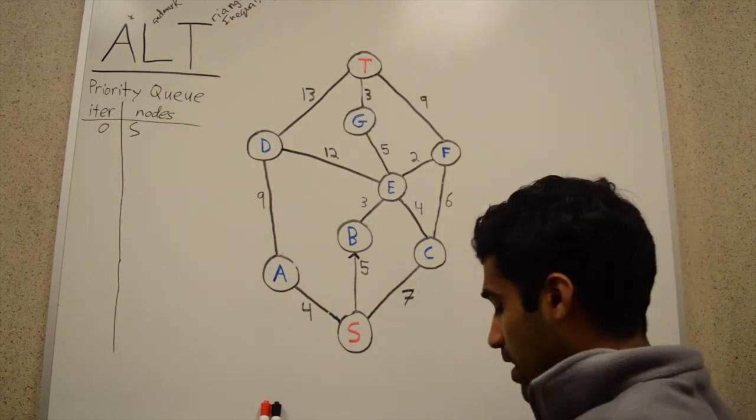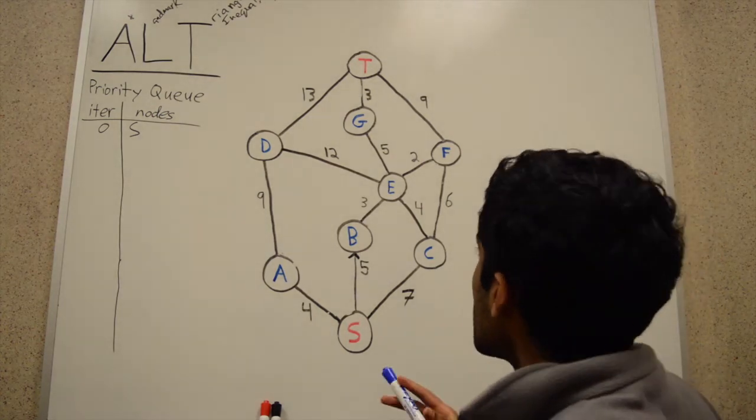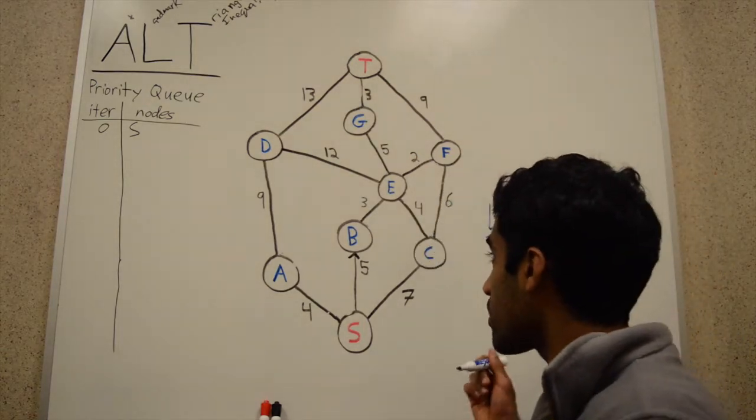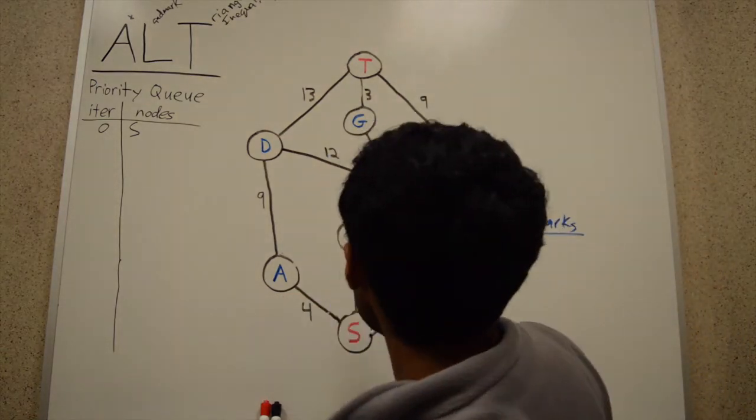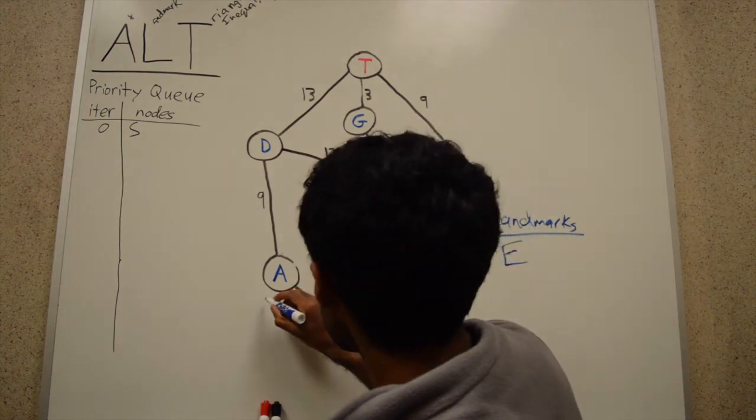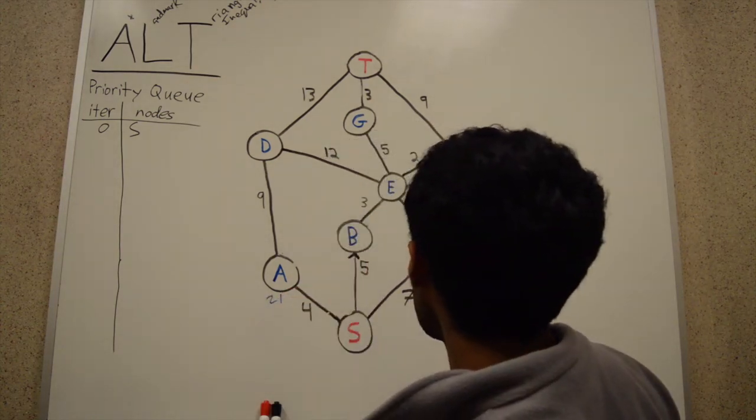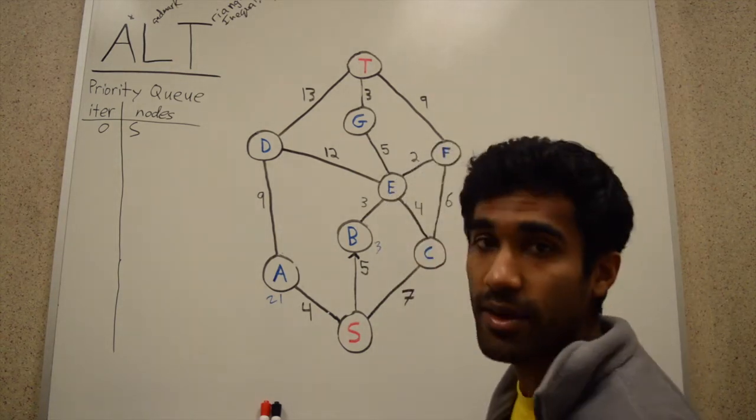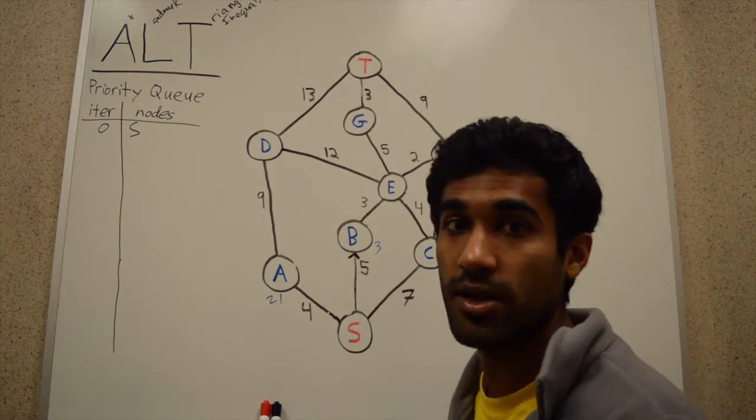And then we're going to go and compute the distance from E to every other node in the graph. So we're going to have A is a distance of 21 from E, B is a distance of 3 from E, and we'll probably just speed this up, but I'm going to quickly do this now.